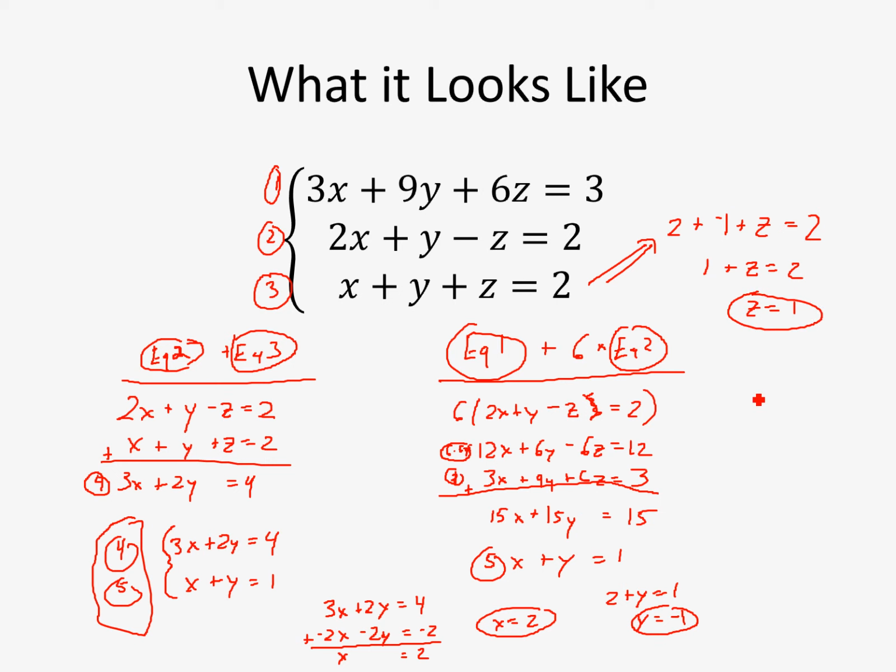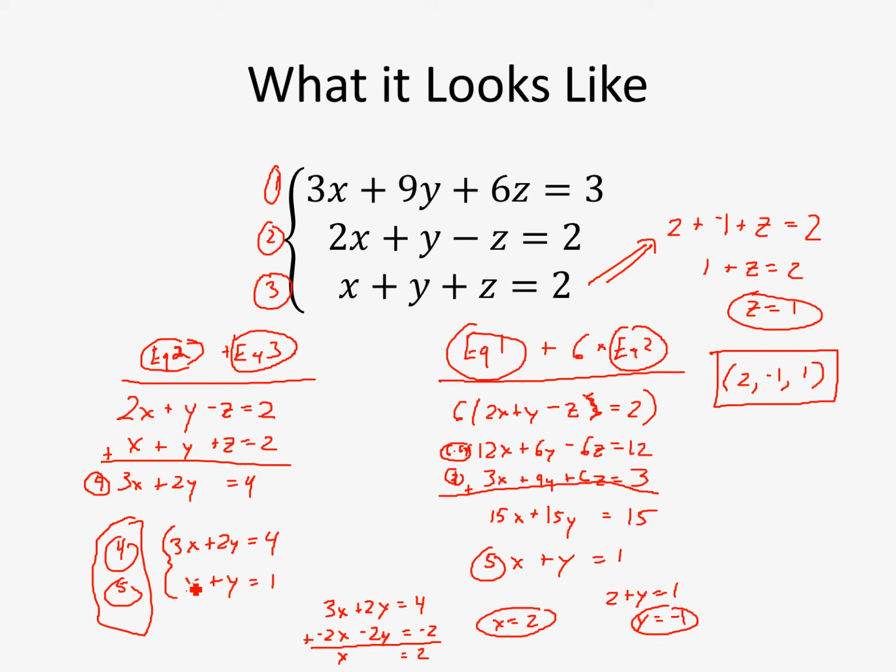So that means that my solution set, it's not an ordered pair now, it's actually what we call an ordered triple. So you're just going to put them in order. x was 2, y was negative 1, and z was 1. And that would be our solution. Okay, and so that's the solution to our 3 by 3 system.